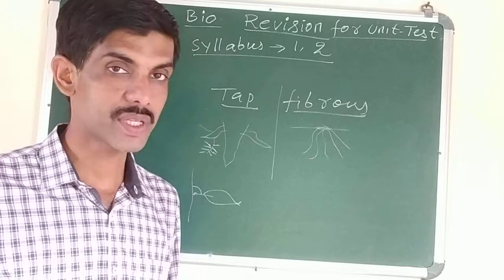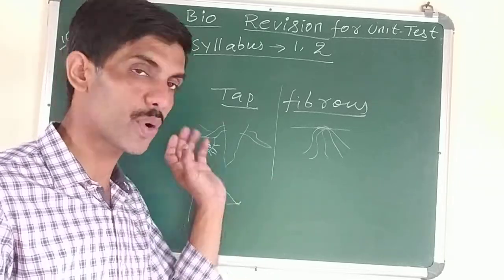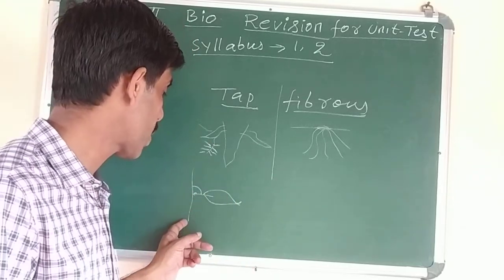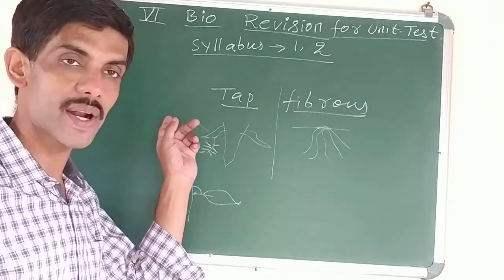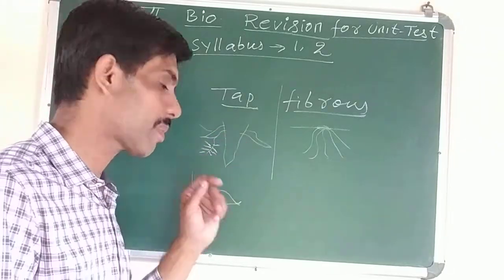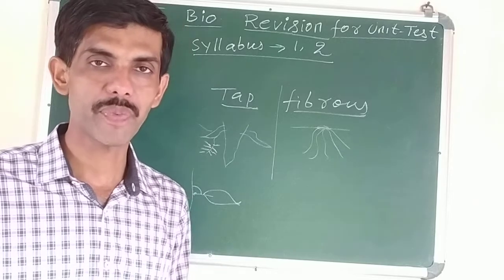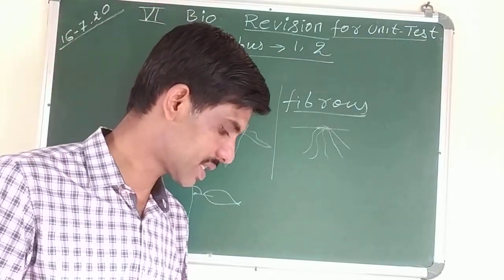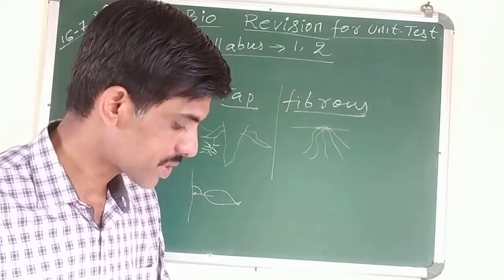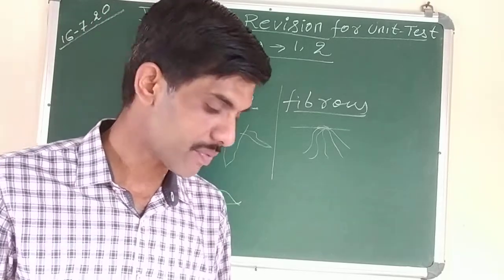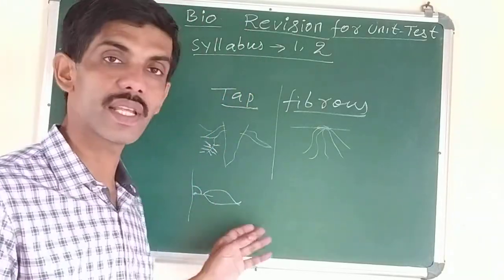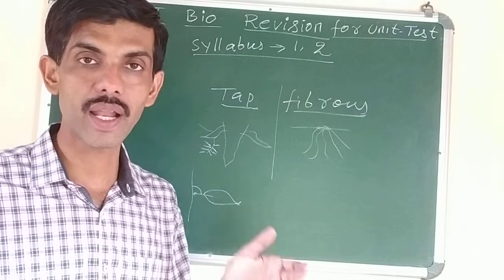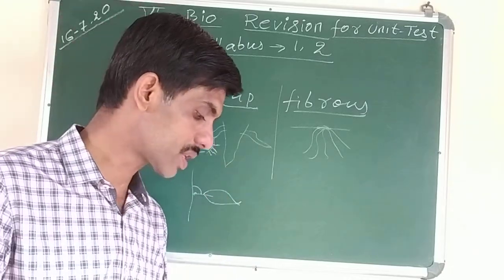Next we have to study about the functions of the stem. What are the functions of the stem? Number 1, it helps to support the plant. It helps to carry water and minerals from the roots to all parts of the plant. And because the leaves are present on the stem, it helps to prepare food by photosynthesis. The green stems also help to produce food by photosynthesis, because in some plants the stems are very thin and green in color, so they can carry out photosynthesis.